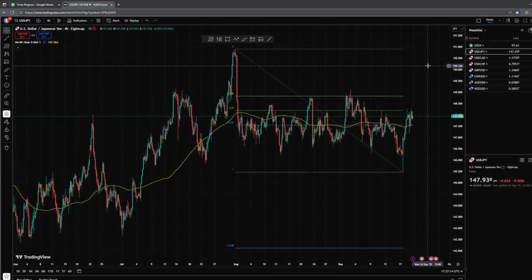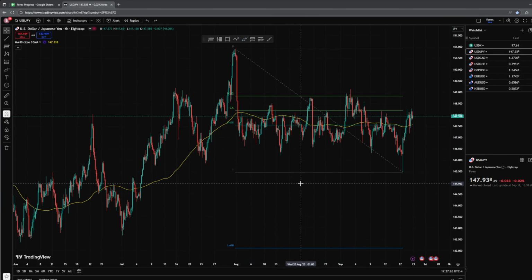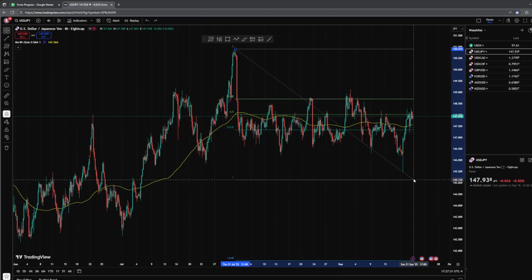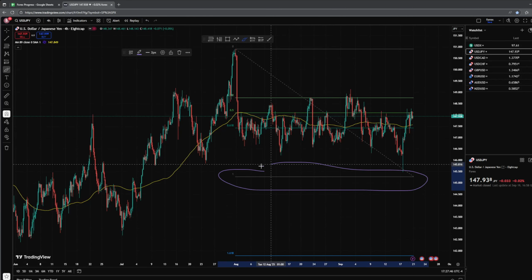Okay, let's analyze USD Japanese yen. So here we have a lot of candles hanging out below the yellow moving average line, but unfortunately, in terms of price action, I need at least 50% of the down leg to exist below the yellow moving average line to be considered a downtrend. So I'm going to wait until this price level is broken down.